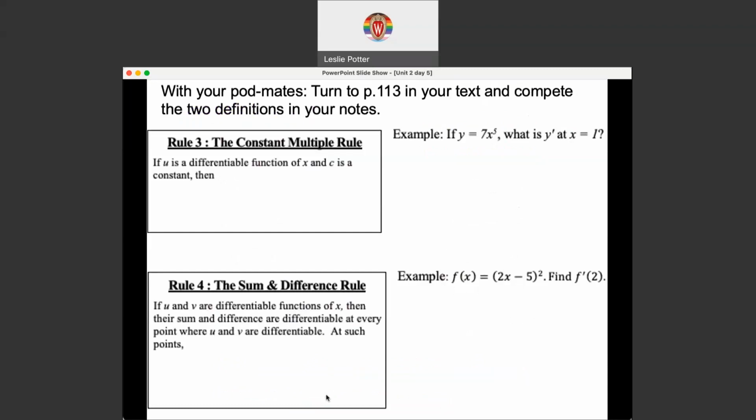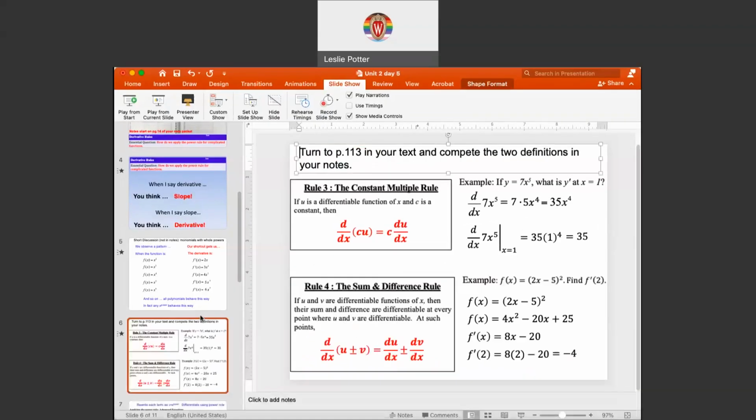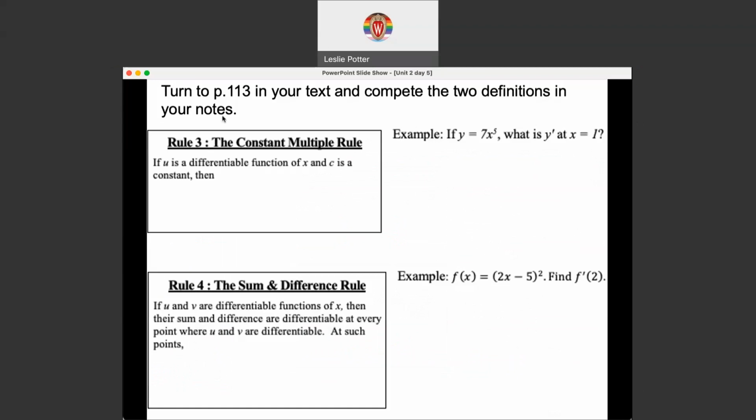What you're going to do is turn to page 113 in your text. This is bothering me, so I'm going to correct this because I've kind of redesigned it. There we go. You're going to turn to page 113 in your text and complete these two definitions. And then you are going to apply these two definitions to these two problems. So I'm going to go ahead and pause the video, and you turn to page 113 in your text and write these things down.